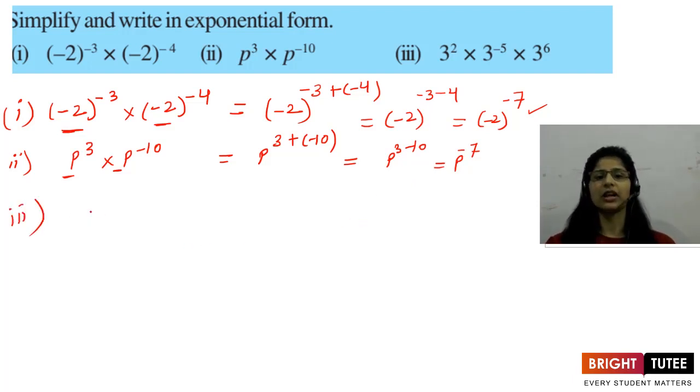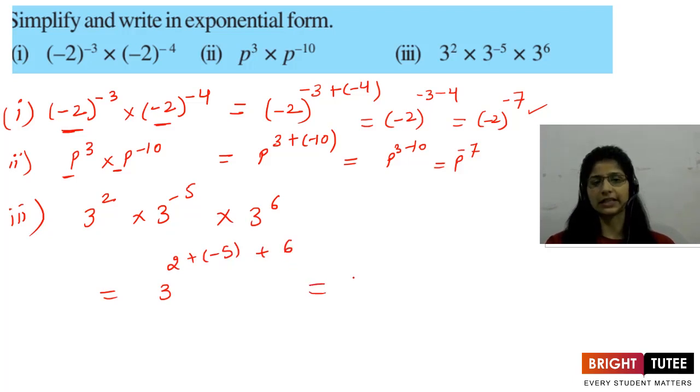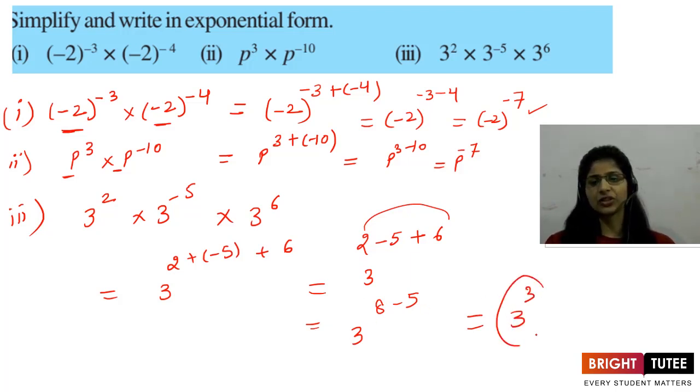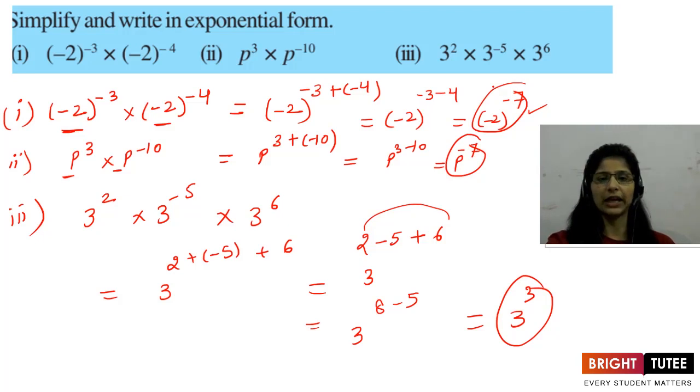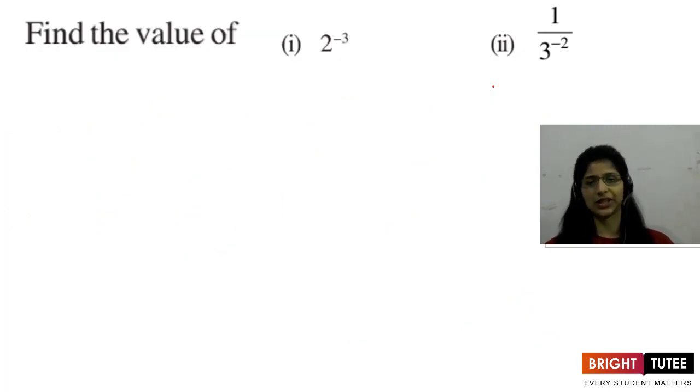In the third part of the question, we have 3 to the power 2, 3 to the power -5, 3 to the power 6. We have the same bases. So powers are going to get added. 2 plus -5 plus 6. We get 3 to the power 2 minus 5 plus 6. So 3 to the power 2 and 6 is 8 minus 5. 3 to the power 8 minus 5 is 3. So this would be the answer. These are the simplified exponential form. Clear? Moving ahead. So we have to solve these questions.